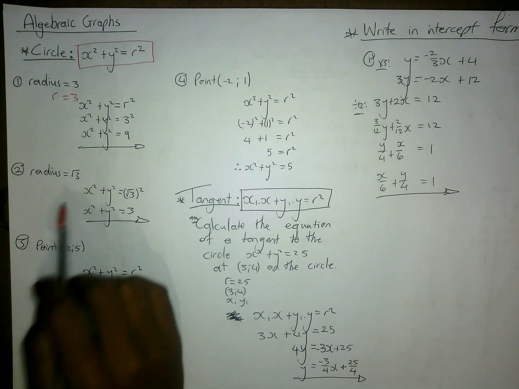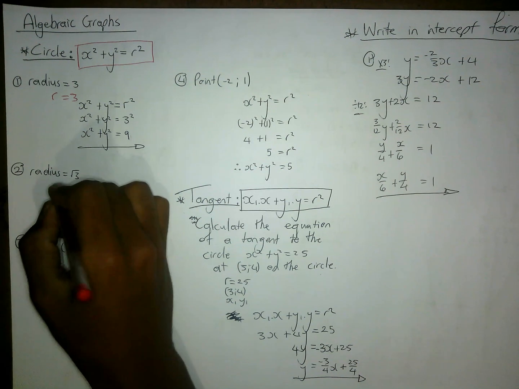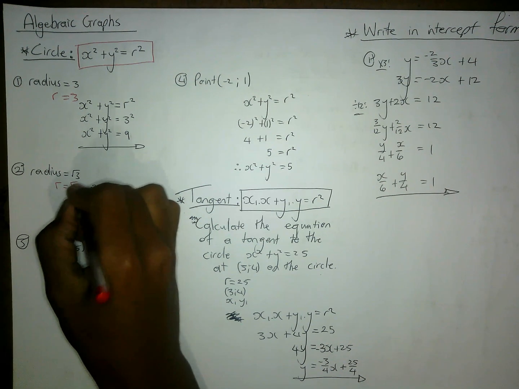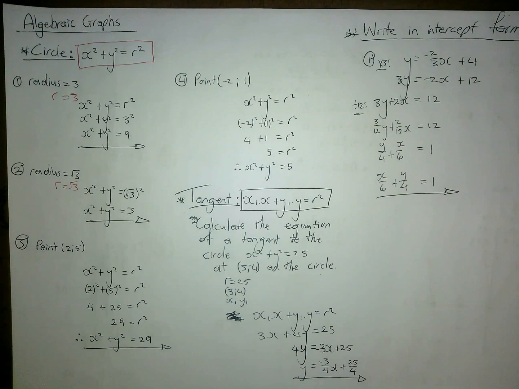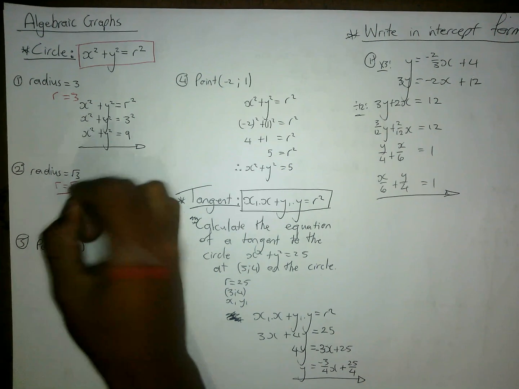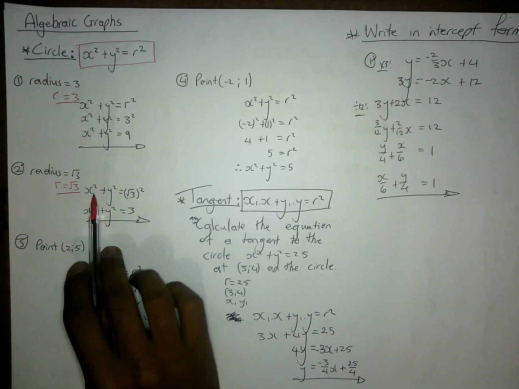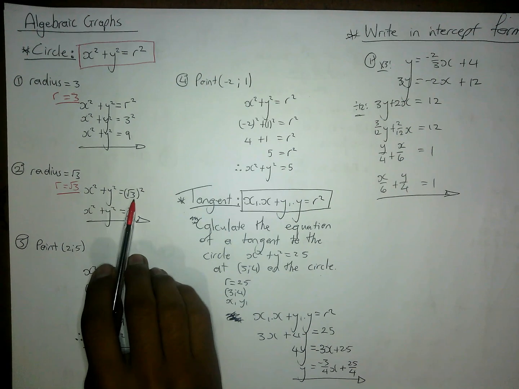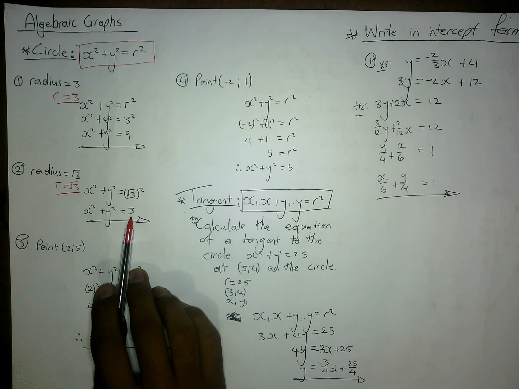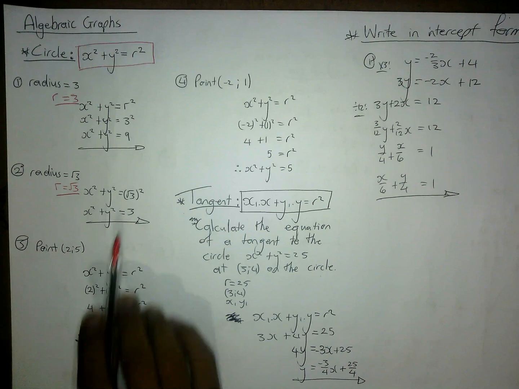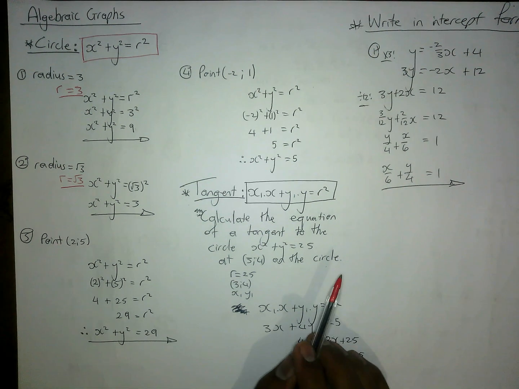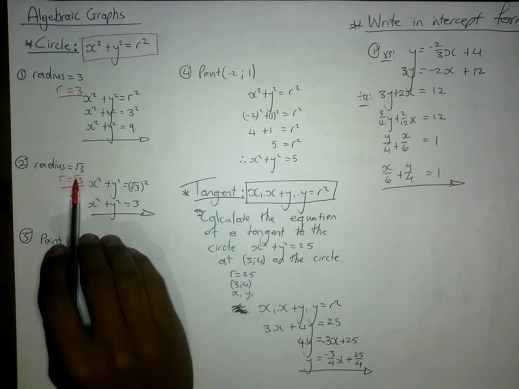Next one is the same thing. The radius equals square root 3. So r equals square root 3. You just substitute it in, you get the answer, you're finished. Yeah, they will give you the radius.